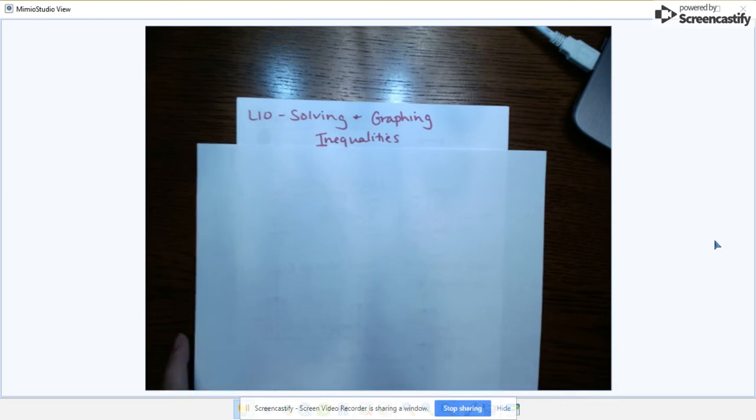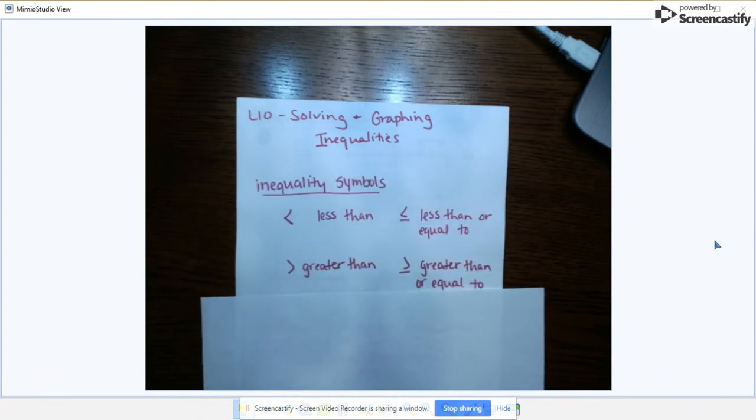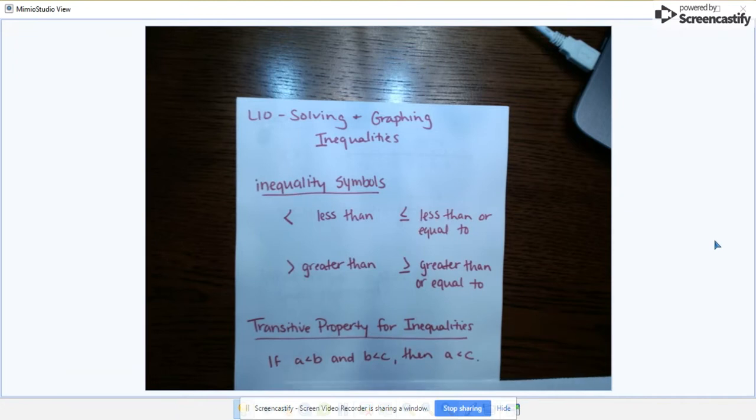Hey guys, this lesson talks about solving and graphing inequalities. Just a quick reminder, here are our inequality symbols. If it has the line underneath, it is less than or equal to or greater than or equal to. We have one property I want to discuss. It's called the transitive property for inequalities.